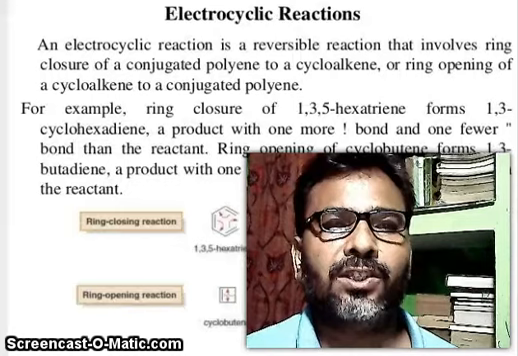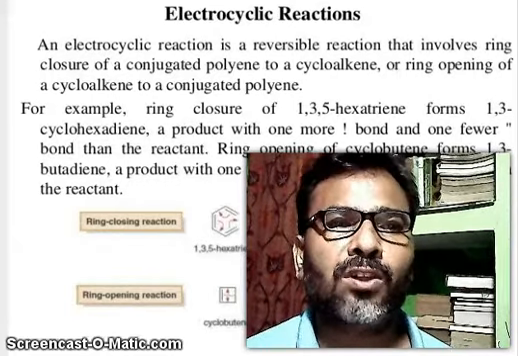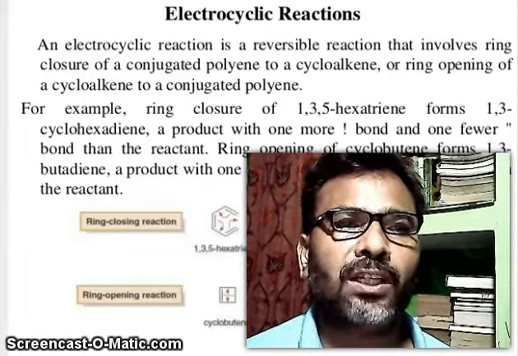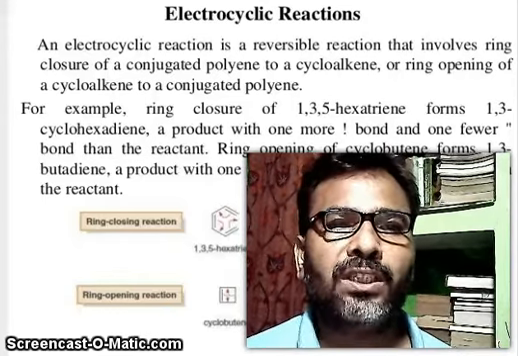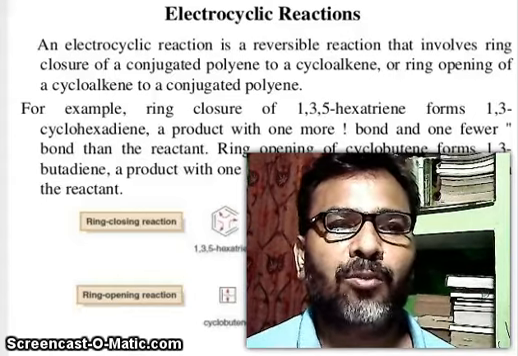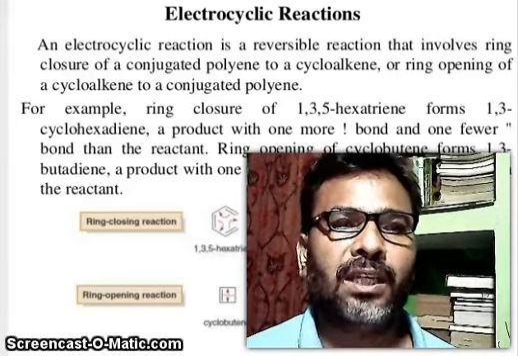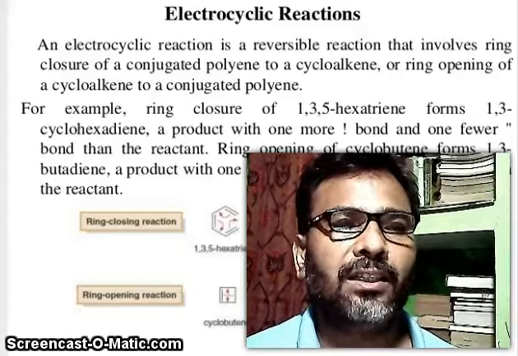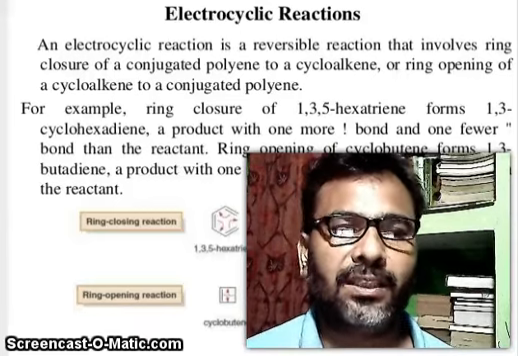Now, electrocyclic reactions. An electrocyclic reaction is a reversible reaction that involves ring closure of a conjugated polyene to a cycloalkene or ring opening of a cycloalkene to a conjugated polyene. For example, ring closure of 1,3,5-hexatriene forms 1,3-cyclohexadiene, a product with one more sigma bond and one fewer pi bond than the reactant. Ring opening of cyclobutene forms 1,3-butadiene, a product with one fewer sigma bond and one more pi bond than the reactant.